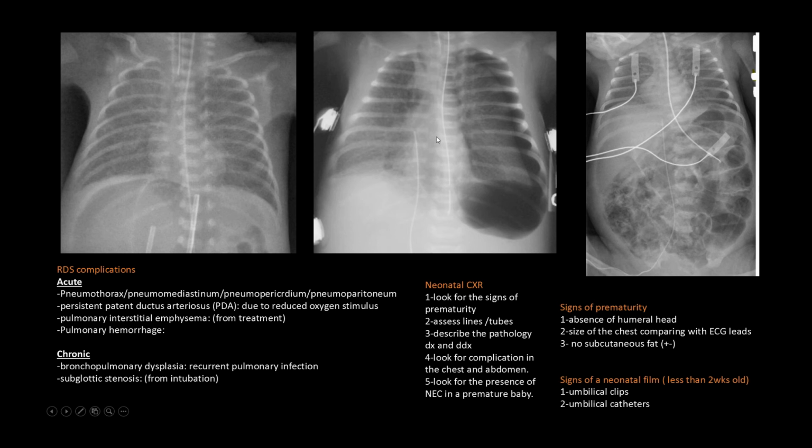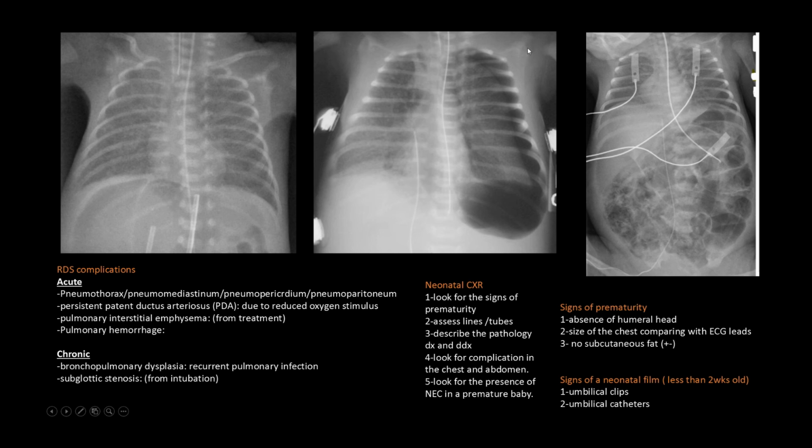The second case, let us check the tubes and lines. So the endotracheal tube is in situ, the orogastric tube is a little bit high. We can see the hole, it's still in the esophagus, so they need to push it down a little bit. The umbilical venous catheter is up, and needs to be pulled down a little bit.